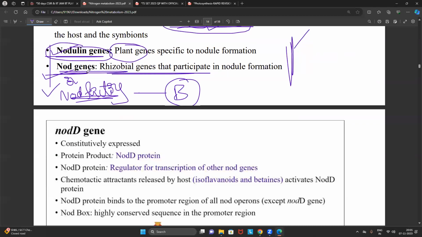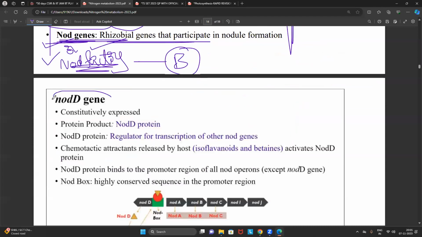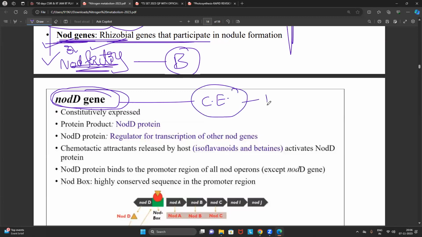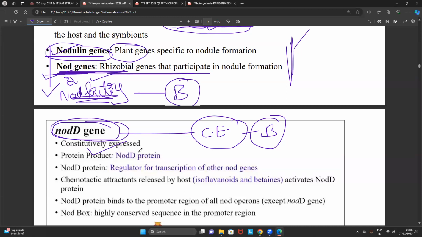What is the condition? If the nod genes or nod factors which are present in the bacteria want to get activated, there should be activation of another gene. We call it the nod D gene. What is the speciality of the nod D gene? It is a constitutively expressed gene within the bacteria. Now, if you ask me, sir, what is the meaning of constitutively expressed?